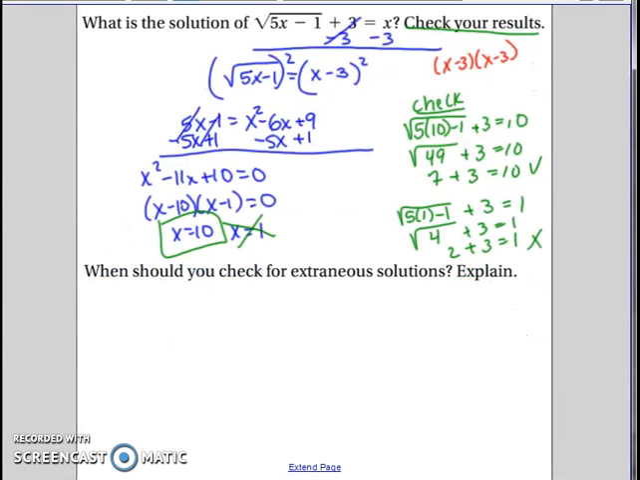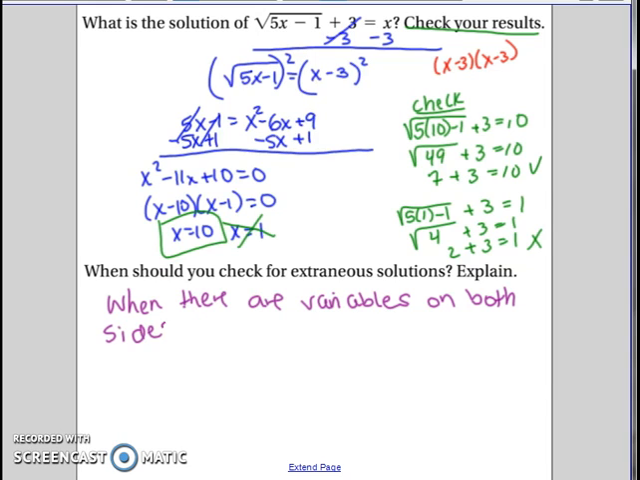So when should you check for extraneous solutions? So remember, extraneous solutions means that the answer that you get is not true for the original problem. So when you plug it into the original problem, it'll come out to be false. So when do you have to check for them? When there are variables on both sides of the equal sign, and you get 2 answers.